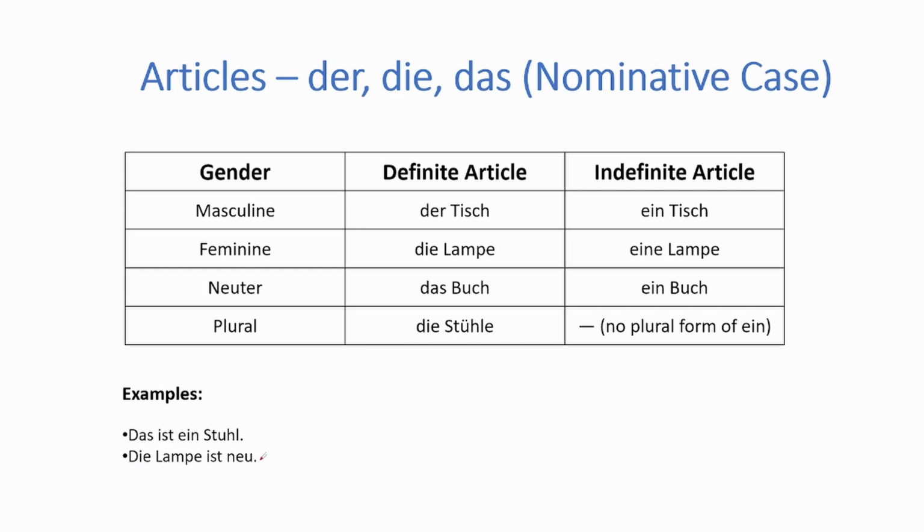Die Lampe ist neu. Here we are using Lampe, which is feminine. So that is why we are using die Lampe. Die Lampe ist neu means the lamp is new.